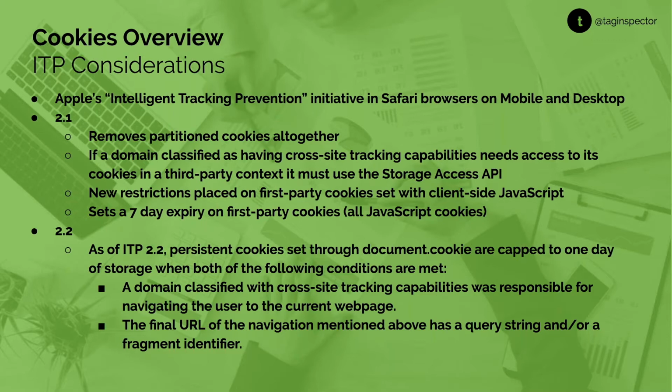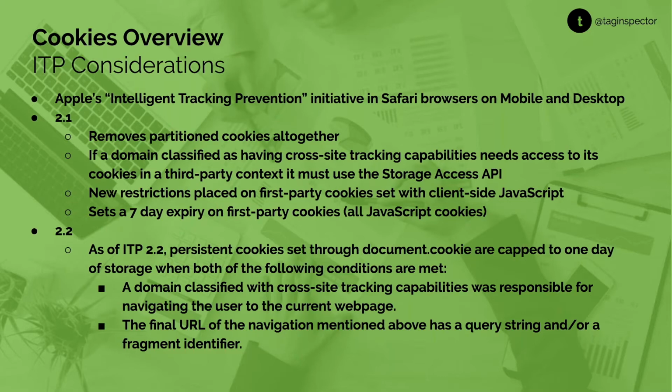So the first ones here, and again, just to give a high level overview, were the ITP considerations. This is Apple's Intelligent Tracking Prevention. Mozilla has ETP, which is Enhanced Tracking Prevention, which is very similar to how Apple is handling these cookies within the Safari browser.